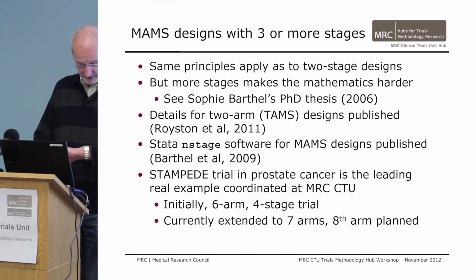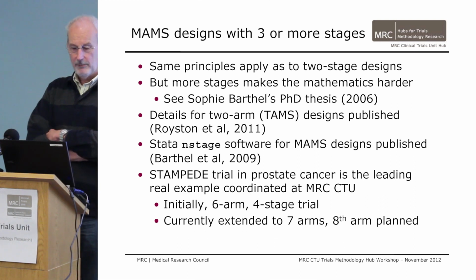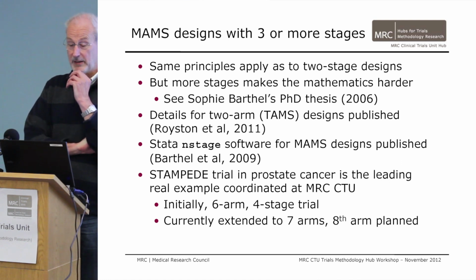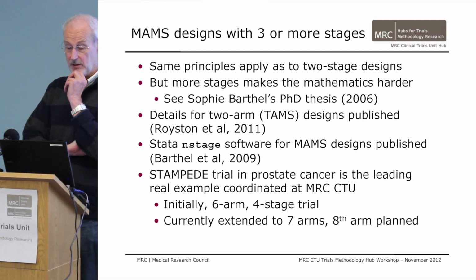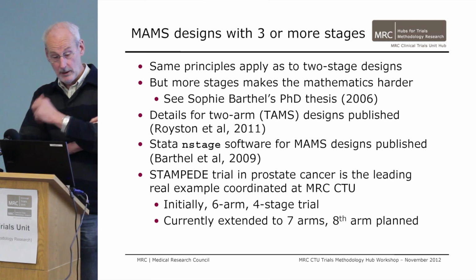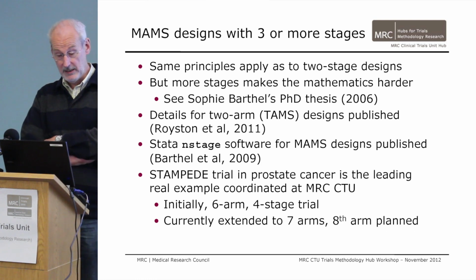I'm going to stop in a few minutes because I can see time's ticking on, but just to address a few outstanding points. I've already said that if you've got more than 2 stages, the same principles apply. The mathematics is much harder. A PhD student of ours, Sophie, finished some time ago, and she basically tackled this, and we've refined it a bit for the trials paper that you've got there. There is, thank God, software to do all this work, which we're going to see a bit of in a minute. It's called nstage. That was published for Stata in 2009, and has been updated a bit since then.